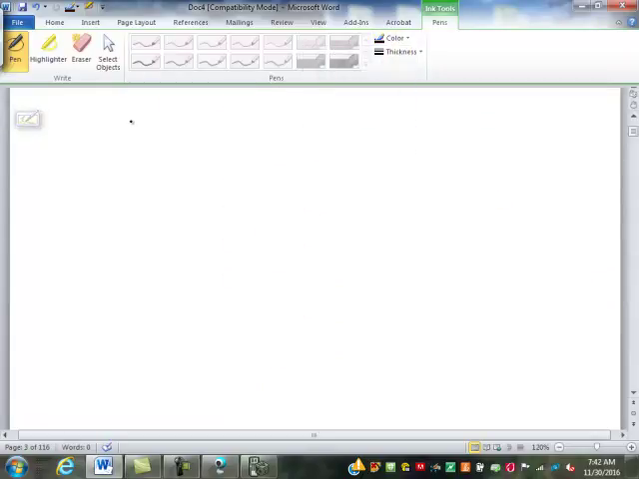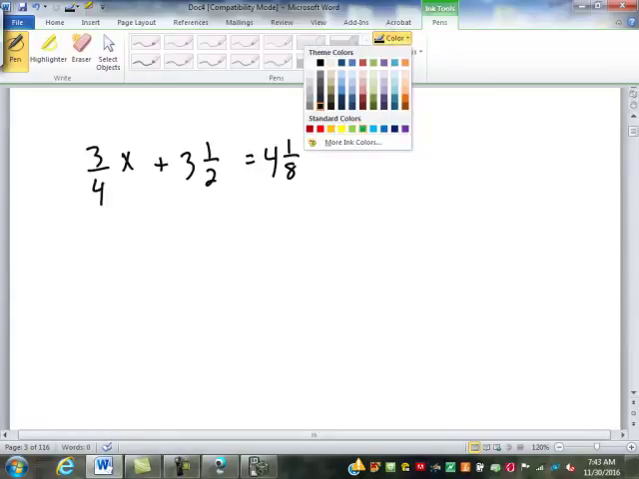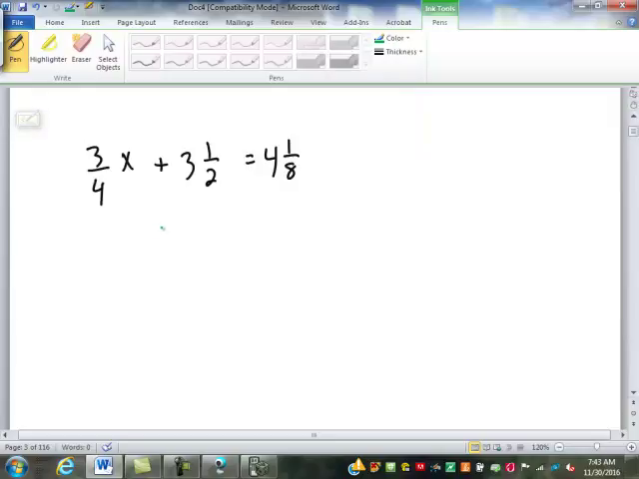Or we could try something like that. We'll work through this one together. You guys tell me what to do first. We'll subtract 3.5.